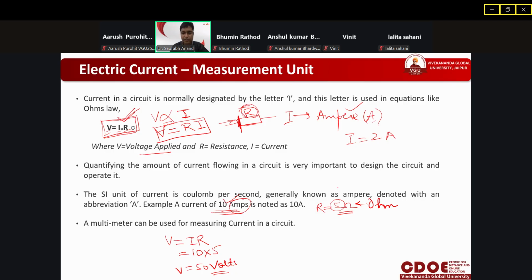Okay, I give you one example. V is equal to 15 volt. I is equal to 3 ampere. What is the value of R? Please tell me. Please calculate the value of the resistor. What will be the value of resistor there?